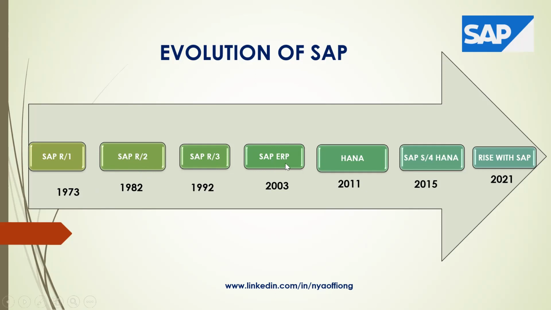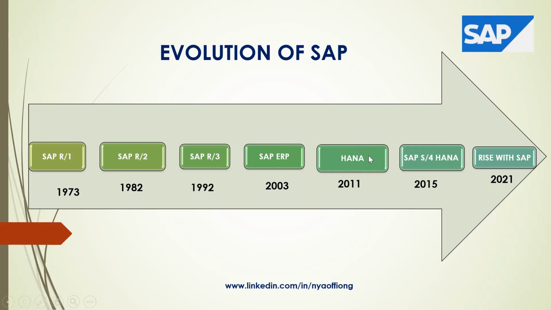Now in 2011, we have the digital economy era, which is actually the HANA era. It has to do with cloud computing, mobile devices, and in-memory technology, which open up new possibilities for real-time data access anytime, anywhere. At this point, data could be accessed at any point, anytime, and anywhere.